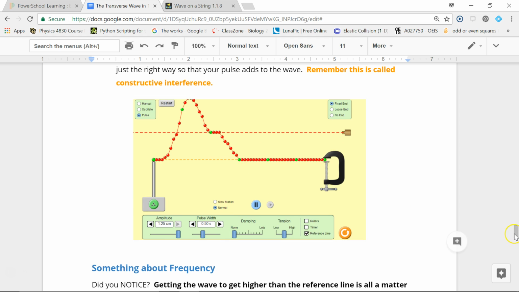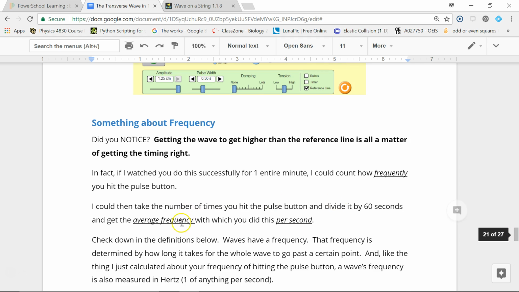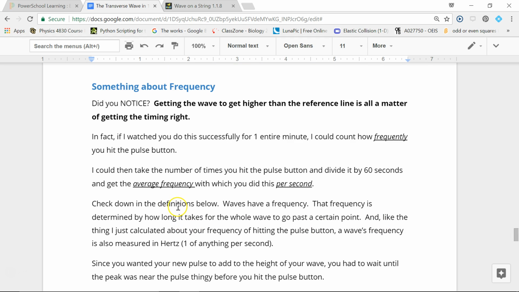So for the frequency, if you were doing this successfully, I could watch you for a minute and count how frequently you hit the pulse button. I could divide this by 60 seconds and get your average frequency per second. Now, if you go to our definitions in the packet below, waves have a frequency, and that frequency is how many whole waves go past a certain point, and it is also measured in one of anything per second. Notice that we measured something per second up here.